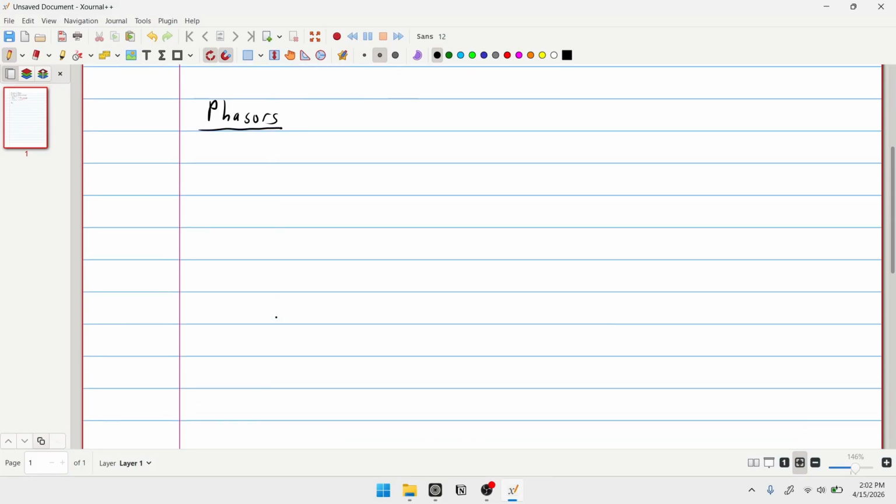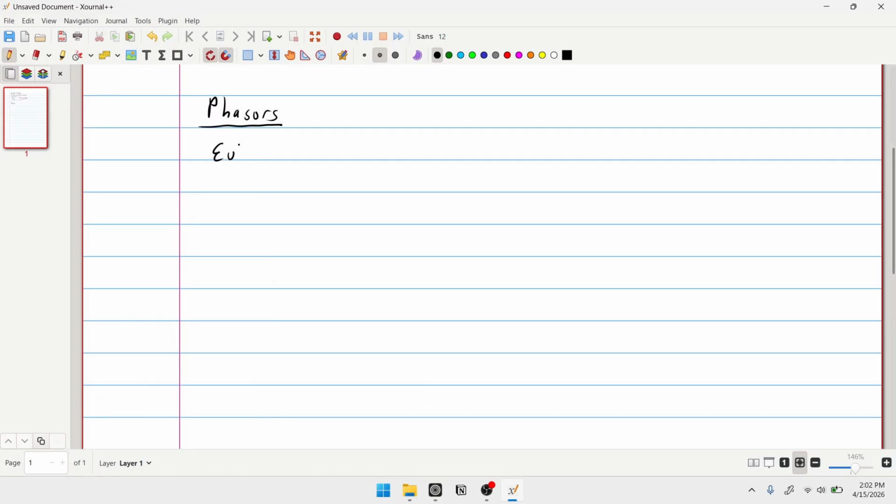Let's start off with Euler's identity. What that says is if we have e to the j times some theta, we get cosine theta plus j times sine theta. So what we see here is that we have a real part and we have a complex part. Let's get the visual representation of this.